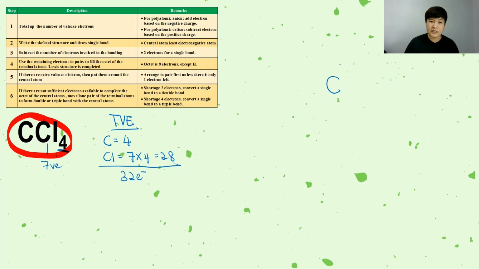So my carbon over here will be the central atom. The central atom must be the least electronegative atom. Between C and Cl, carbon is less electronegative. Carbon makes a single bond with the terminal atom. My terminal atom is Cl: single bond, single bond, single bond, single bond.